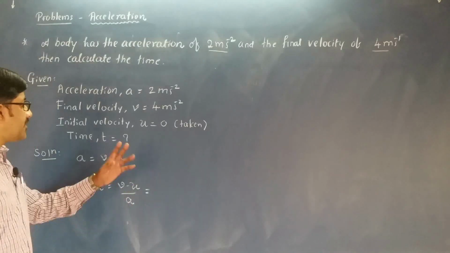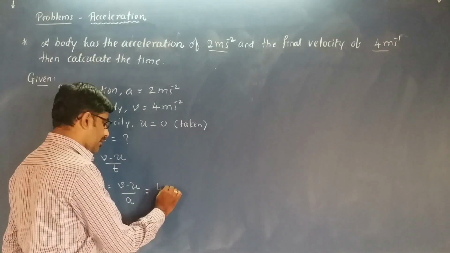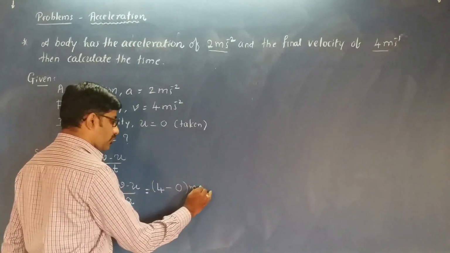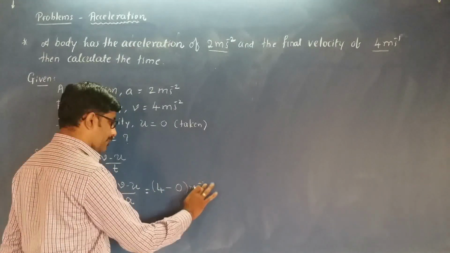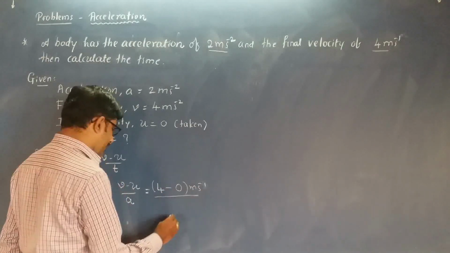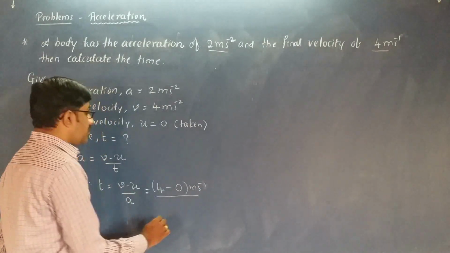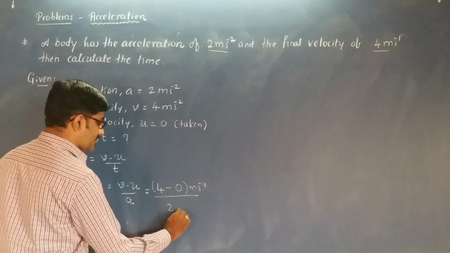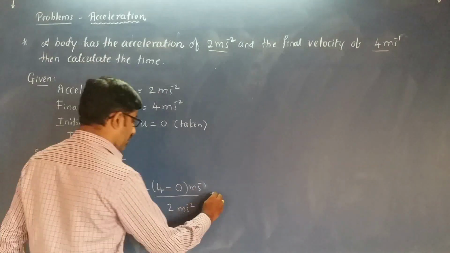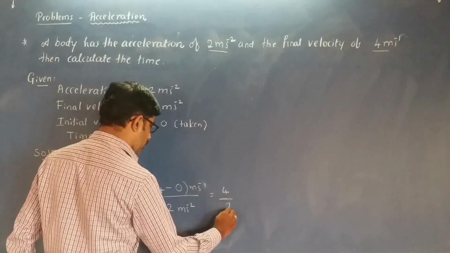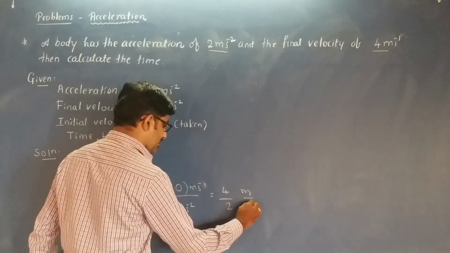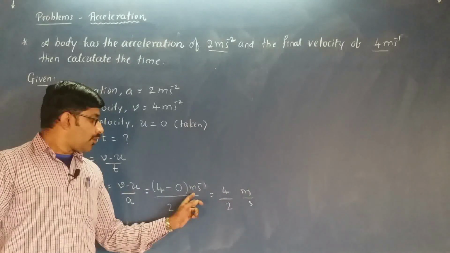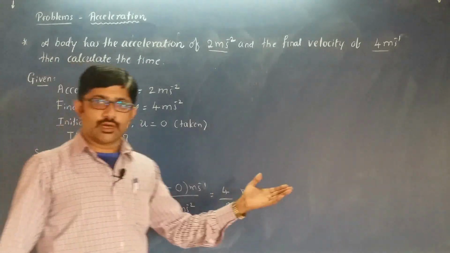Therefore v is given as 4 meter per second minus 0, that is the initial velocity taken, in terms of meter per second, divided by acceleration, that is 2 meter per second square. Therefore you will have 4 divided by 2 meter per second. It can be written like this, meter per second or m s to the power minus 1, both are same.